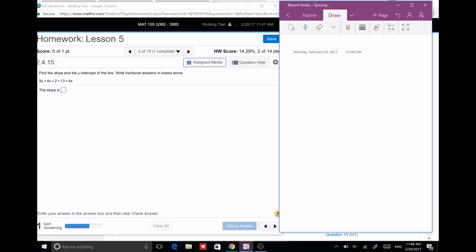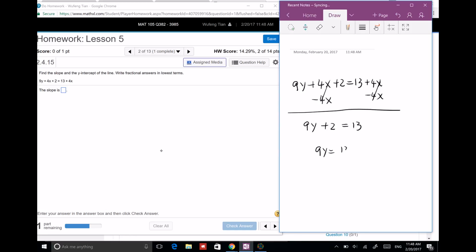Find the slope and the y-intercept of the line. Write fractional answers in lowest terms. So 9y plus 4x plus 2 equals 13 plus 4x. We need to simplify this equation. So we can subtract 4x from both sides, and then we simplify: 9y plus 2 equals 13 because these two cancel out. So you get 9y equals 13 minus 2. Subtract 2 again. 13 minus 2 equals 11. So y equals 11 over 9.